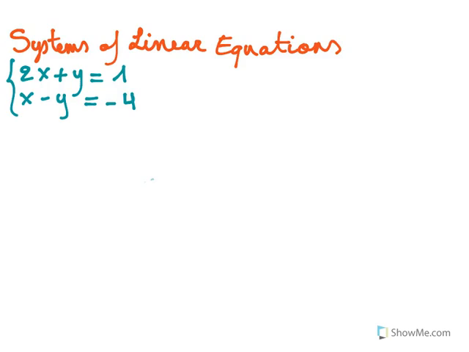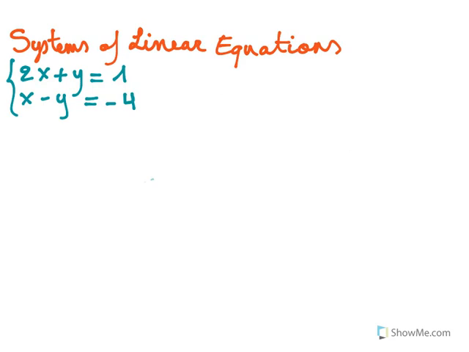In linear algebra, you basically study vectors and linear transformations. But in order to do that, you very often need to solve a system of linear equations. Right here you see an example of a system of linear equations. It's two equations in two variables, x and y.